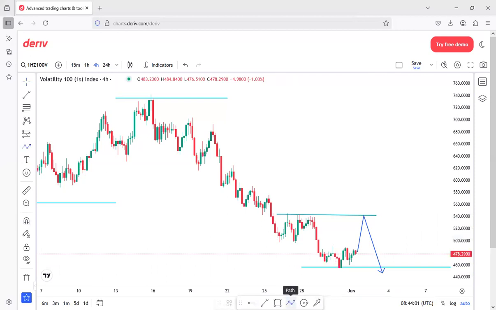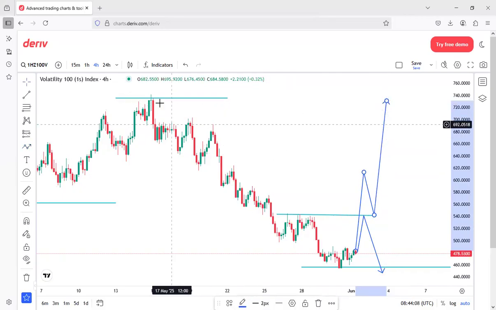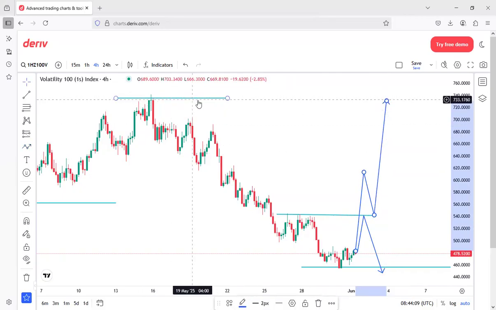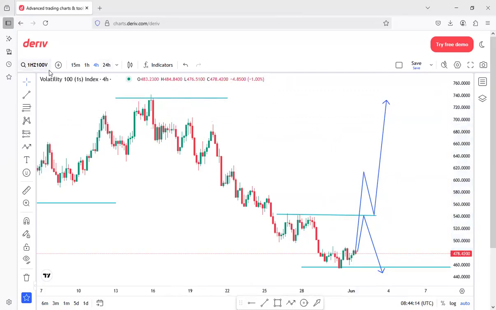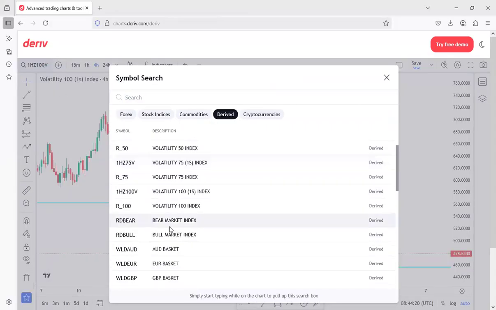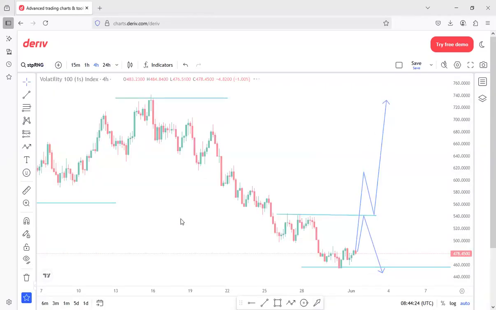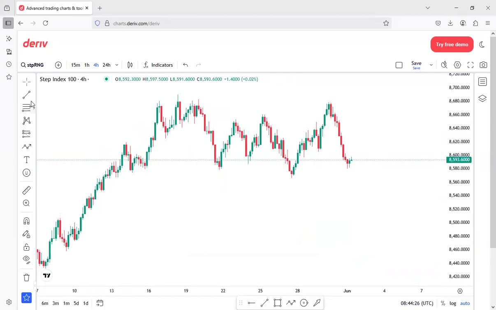And eventually price approaches and then breaks out, retraces on it, you know that price is actually heading to the next key high, which is at this particular zone. So that will be your next point of interest in volatility 100 wellness index. So we'll be going down more to the step index 100 to see what the price is actually doing on our step index 100.